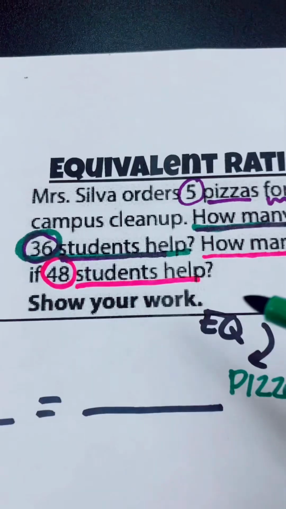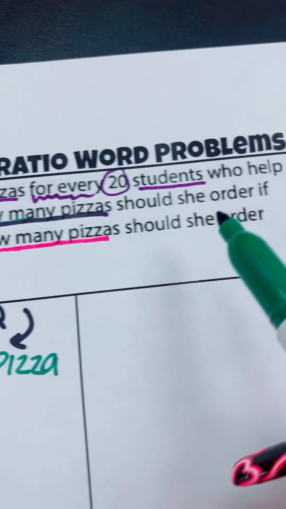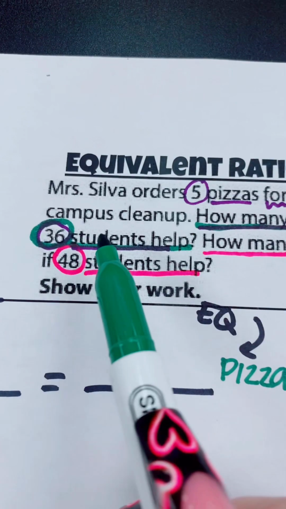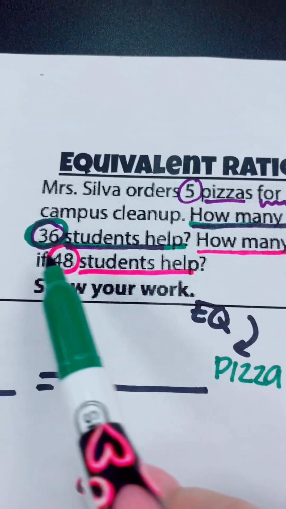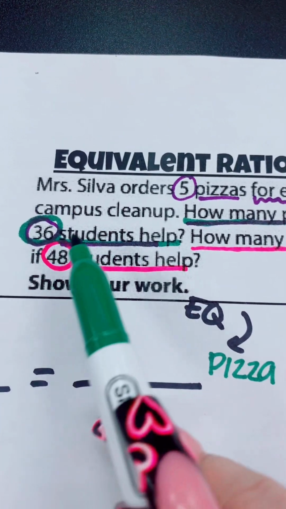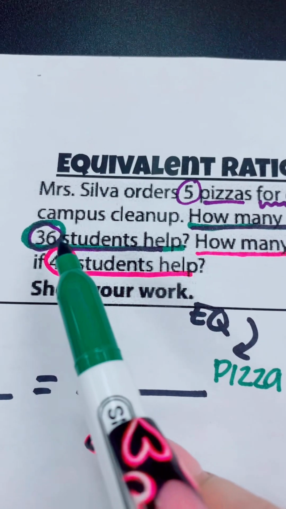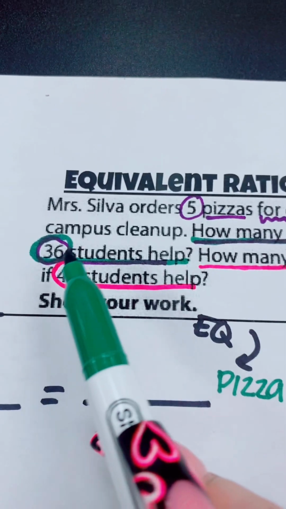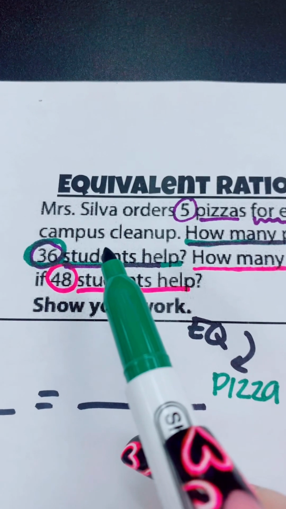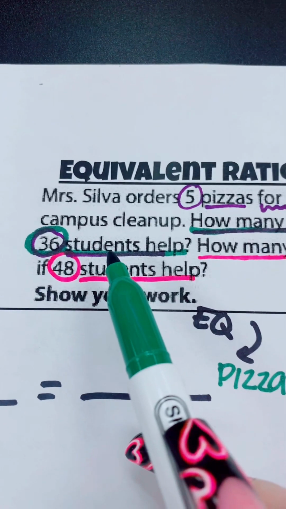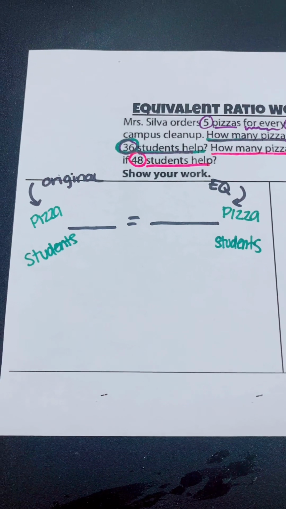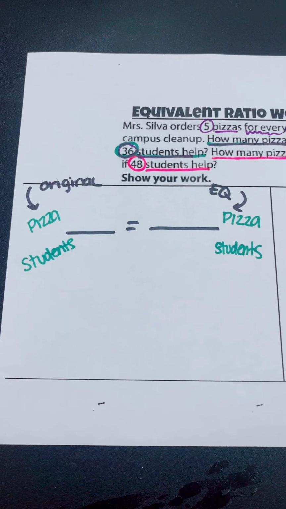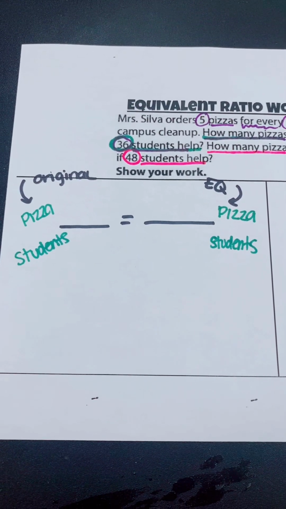In that first question, they said how many pizzas should she order if 36 students help. So they gave me some information here, this 36 students. So I'm also going to use that in this proportion. This 36 is students. So students will be my other label. Now that I have my proportion set up, I'm ready to go find my numbers.